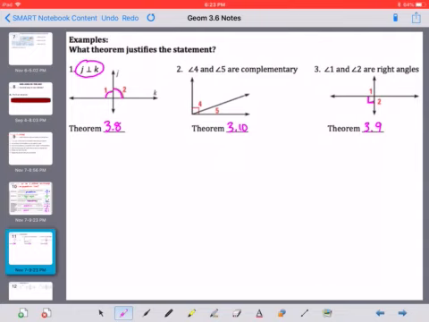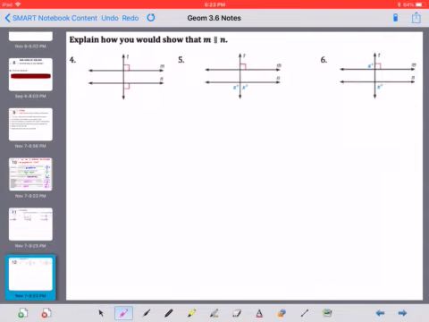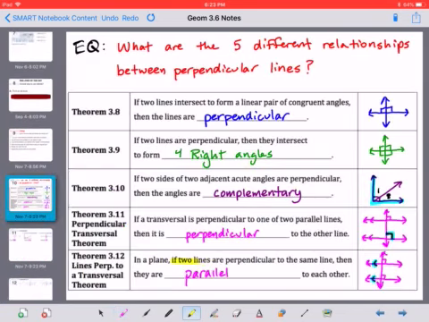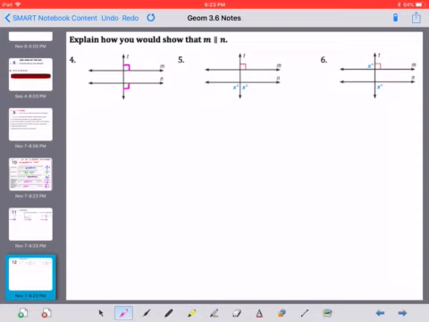Okay, the next examples are pretty similar. So we're going to explain how we would show that M is parallel to N. Well, if you look at example 4, line T is perpendicular to both of those lines. So if you look at our last theorem, if two lines are perpendicular to the same line, then they are parallel to each other. So we would say, by theorem 3.12, line M is parallel to line N because they're perpendicular to the same line.